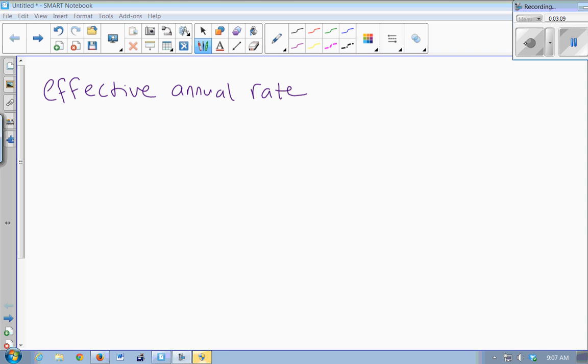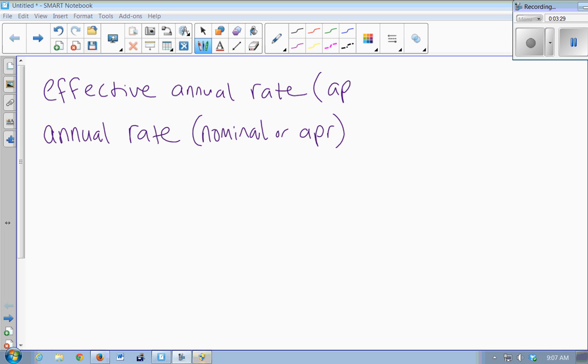We have 3 vocabulary words surrounding growth rate. Right? So we've got effective annual rate, we've got annual rate, sometimes called the nominal rate or APR, right? The effective annual rate is sometimes called the APY. And then we have the continuous annual rate. Okay, so all of these phrases have the words annual rate in them, so it can be very confusing which one's which.